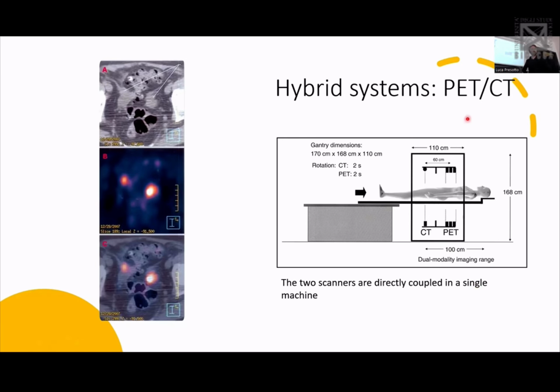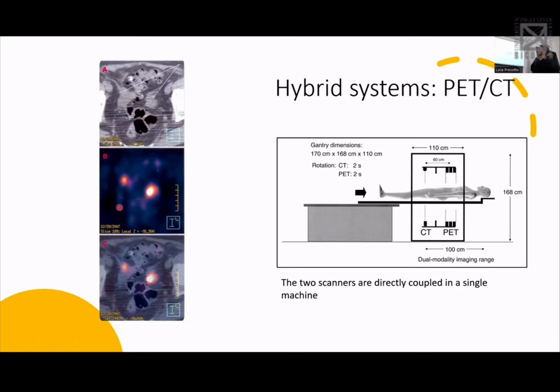How does it work? You get a PET scanner with its bed, and you physically put a CT in front of it in the same machine. Given that the bed is the same, with the same microcontroller for motion, you get the two images perfectly aligned, and that's it.